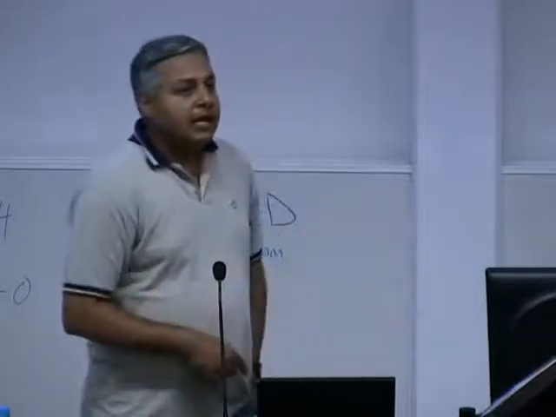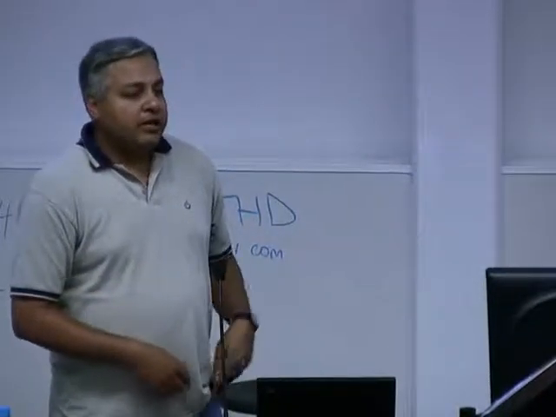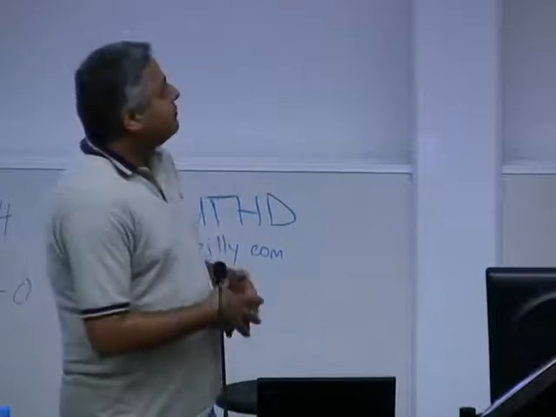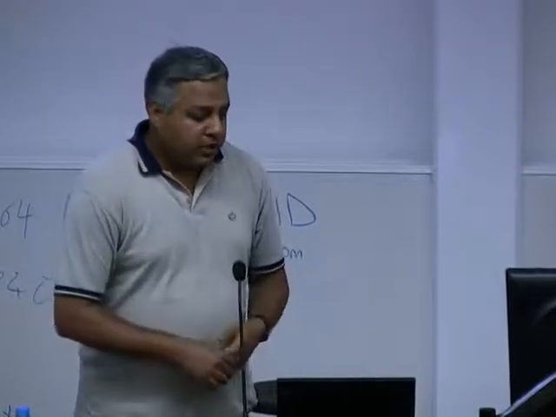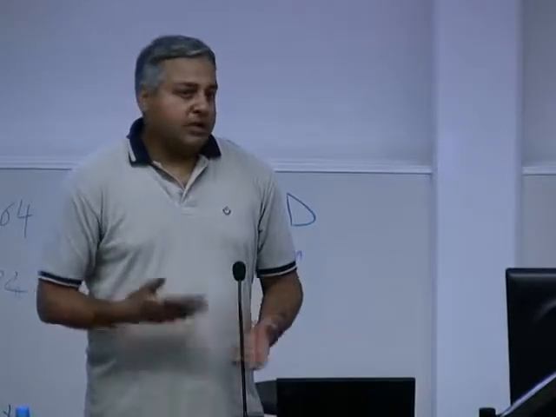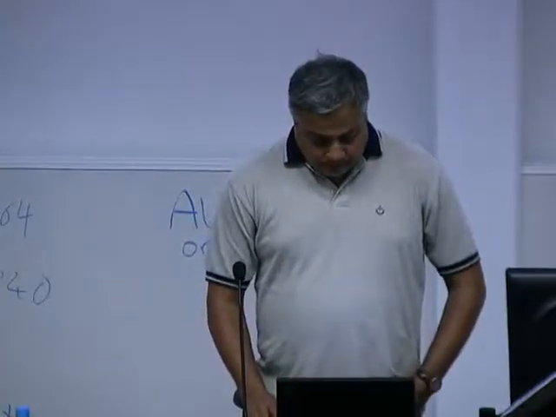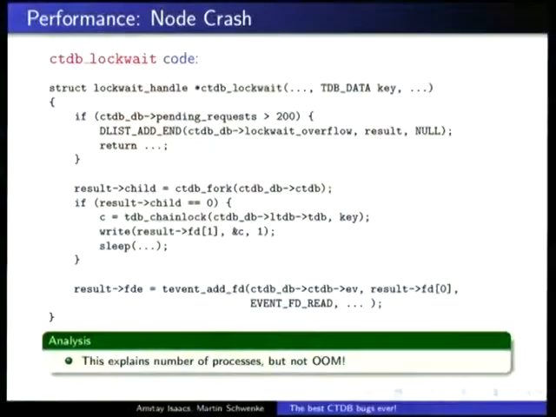And then there is a check so that we don't really do a fork bomb: if we get more than 200 such requests which are going to be blocking, and there are already 200 requests, then we queue the new request, and only when one of the children has finished, then we'll schedule the next one. Right. So this explains the number of processes, but it doesn't explain why we are running out of memory.